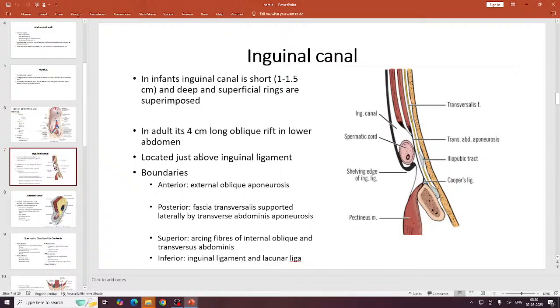So, we suture all these three to the inguinal ligament, the reflected part of the inguinal ligament. So, this defect that was there has been closed by these tissues. So, this is Bassini's repair.